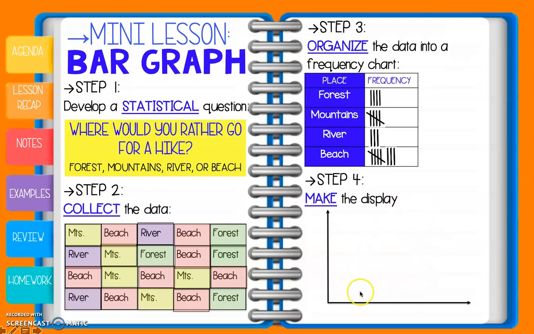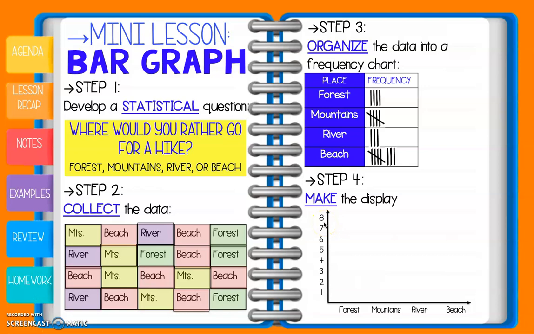Okay, now across the x-axis or across our horizontal axis is where we're going to put our categories. So we're going to have our forest, our mountains, our river, and our beach. And then across the vertical axis or our y-axis, that's going to be our frequency. Now our frequency goes from 1 to 8 because 8 was the highest votes that we got. So we've got to make our frequency go up to the highest amount of votes that we have.